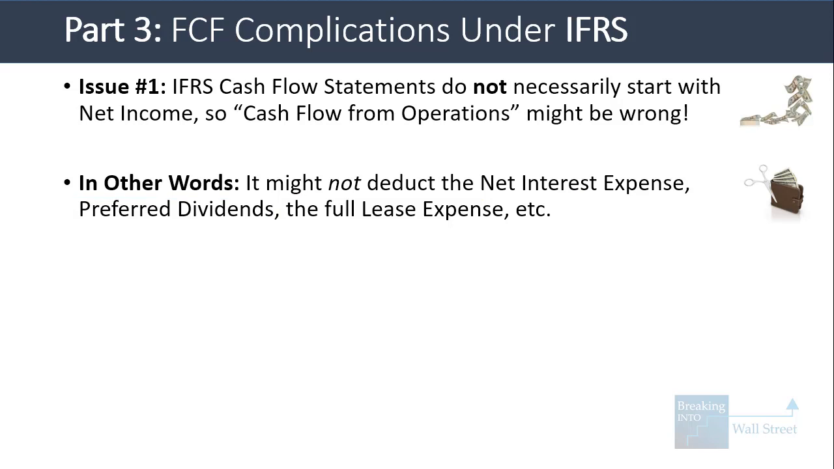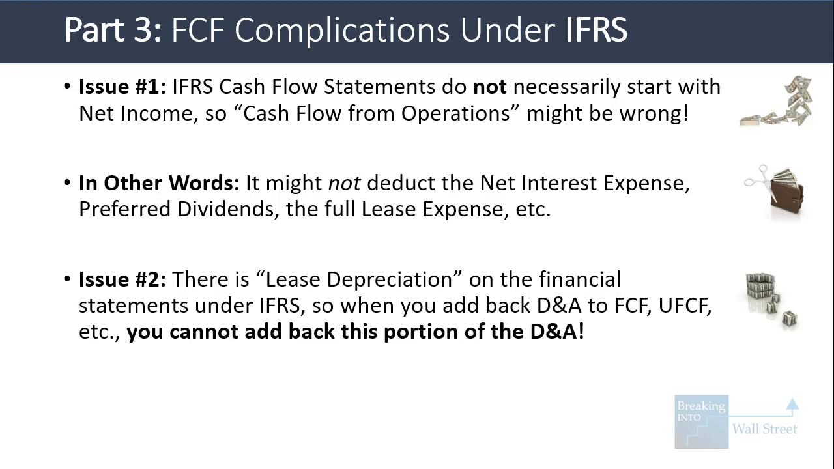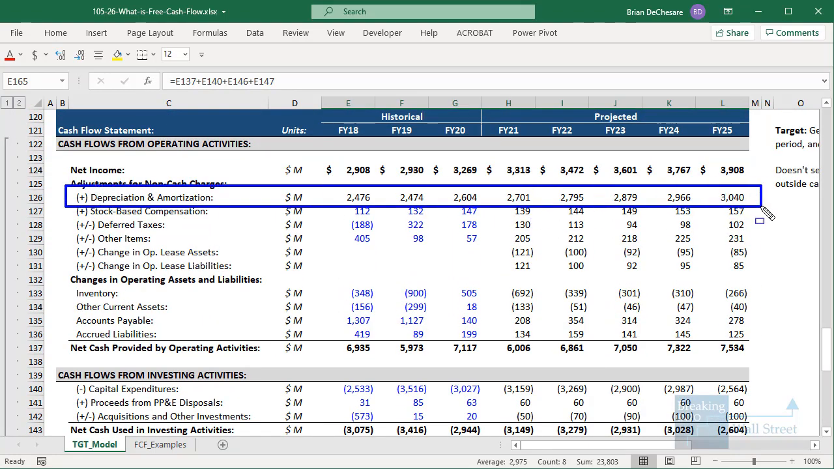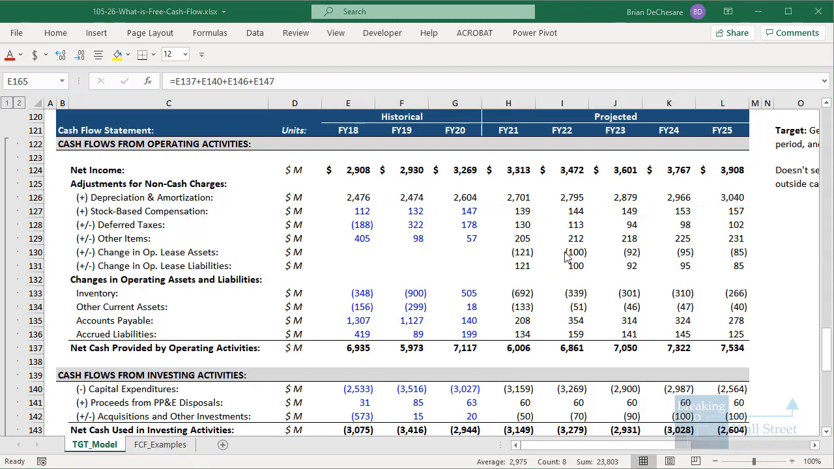This is particularly a problem when you're comparing companies that follow US GAAP and ones that follow IFRS in the same set or same analysis. Another issue is that there is lease depreciation on the financial statements under IFRS for operating leases. So when you're adding back depreciation and amortization in the free cash flow calculation, as we did here for Target, you can see the depreciation and amortization add back. Normally this is fine. For US-based companies, you just add this back and it's fine. You don't really need to change anything.